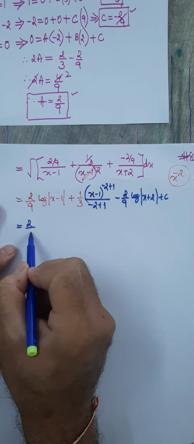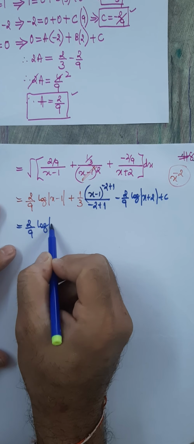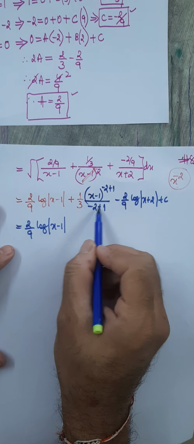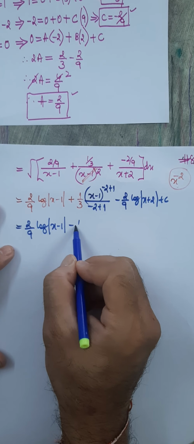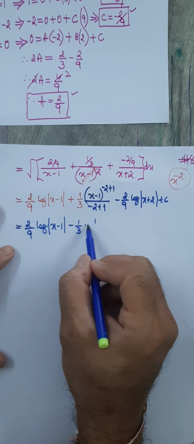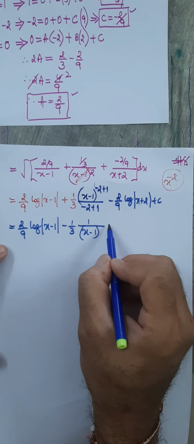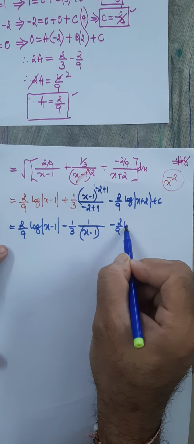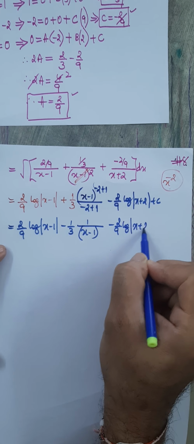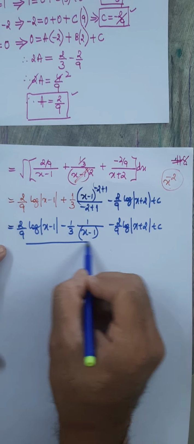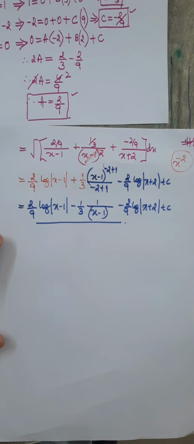So this is equal to 2 by 9 log of mod of x minus 1. This is minus 1, so minus 1 upon 3. This will go down because the power is minus 1. Minus 2 by 9 into log of mod of x plus 2, plus c. This is the required integral.